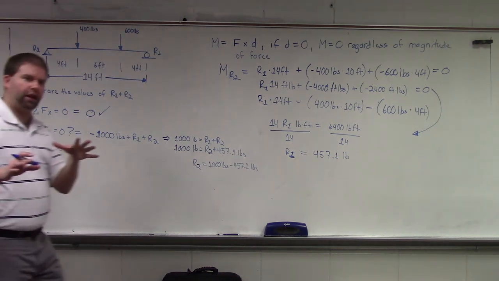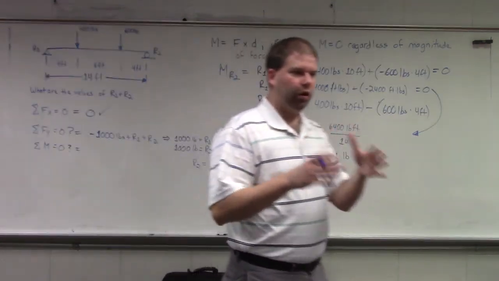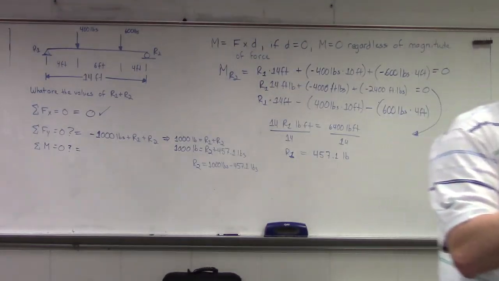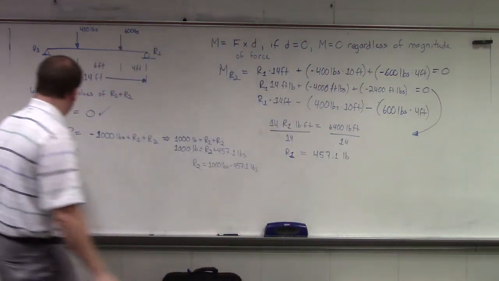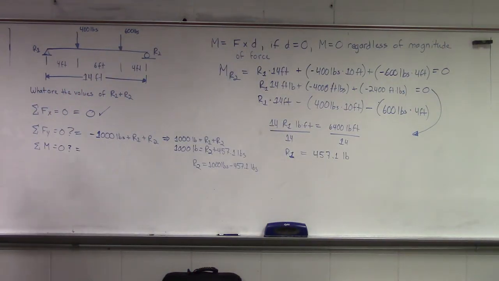It's not saying that you have to solve for moments at every point on the bridge. It's saying anytime you're looking at a moment, it has to equal zero. The moment of R2 would equal what?